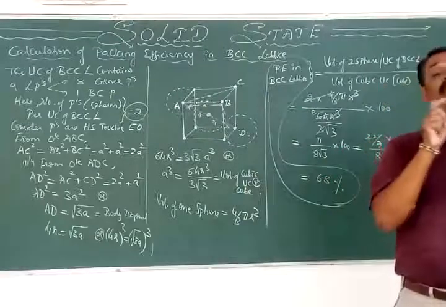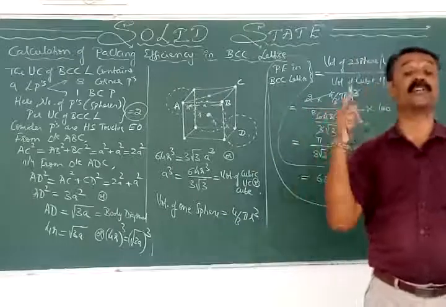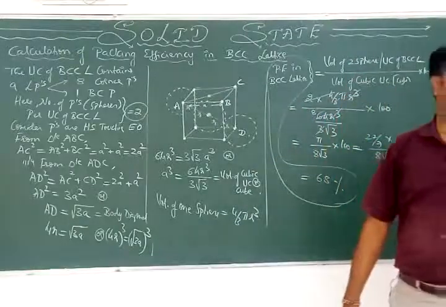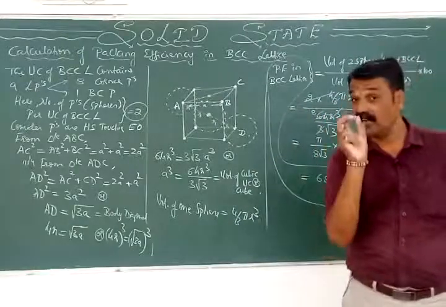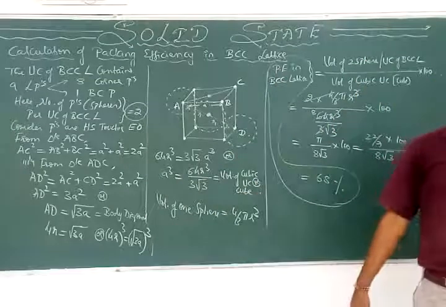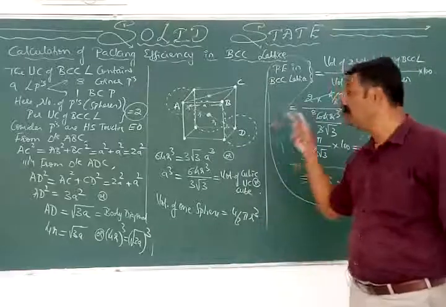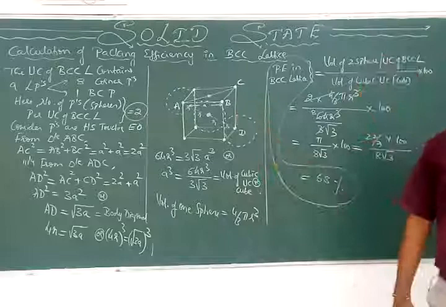The touched corner particles now will start to move out, such that no corner particles are touching each other or the neighboring corner particles, but the body centered particle at the center must be touching all the 8 corner particles. On that basis we have to calculate the body diagonal. Before getting the body diagonal, we have to get the face diagonal.